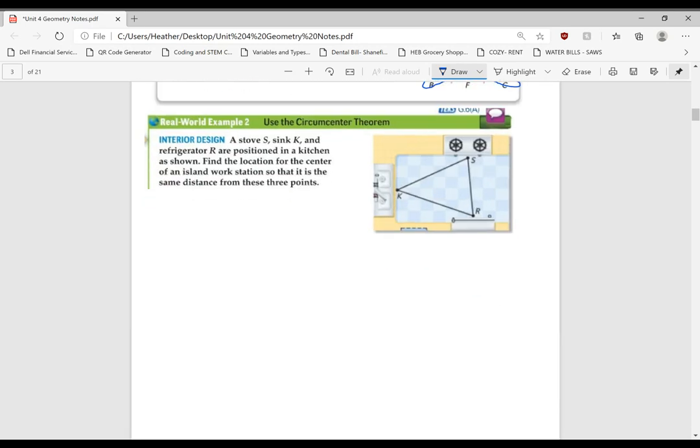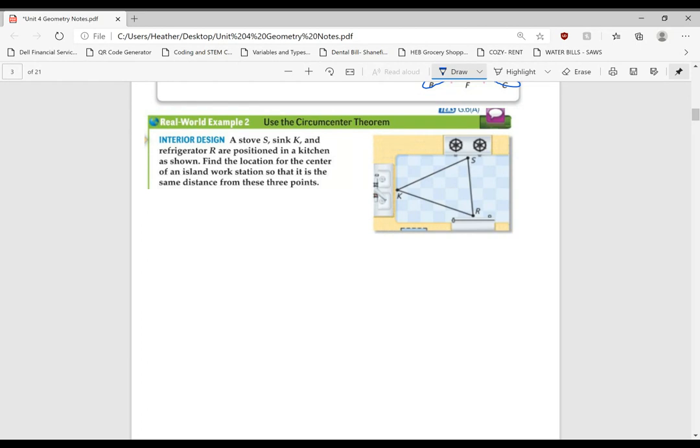So let's use that information to do example 2. Example 2 says a stove S, a sink K, and a refrigerator R are positioned in a kitchen, as shown. Find the location for the center of an island workstation so that it is the same distance from all 3 points. So using the theorem we just proved, a point that is equidistant from all 3 points is found by using the perpendicular bisectors of the triangle formed by those points.